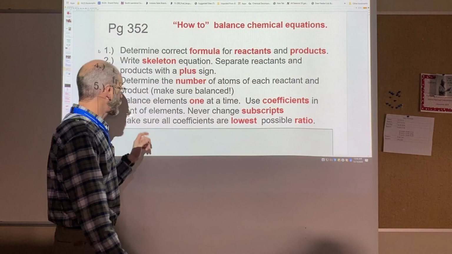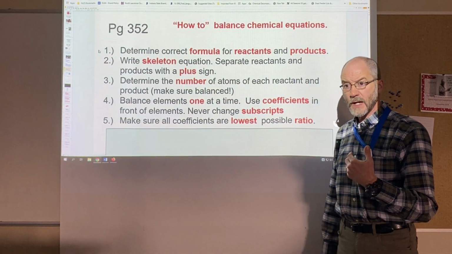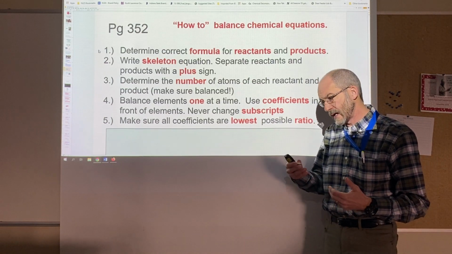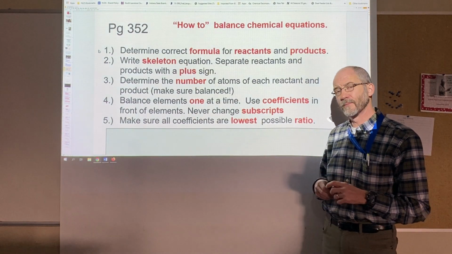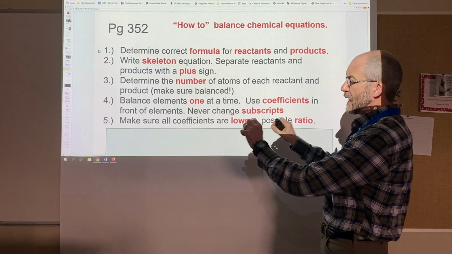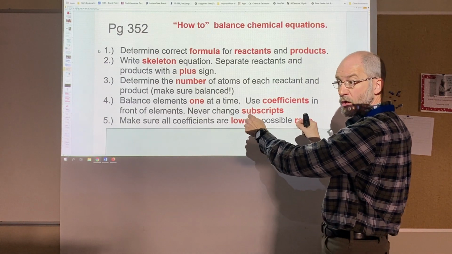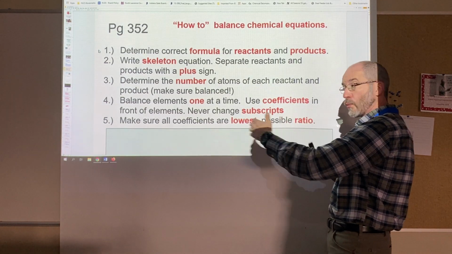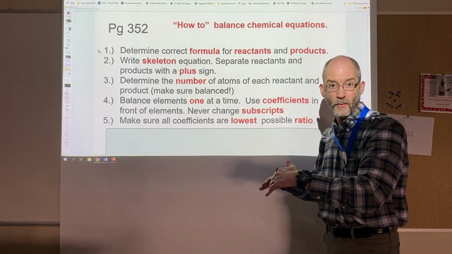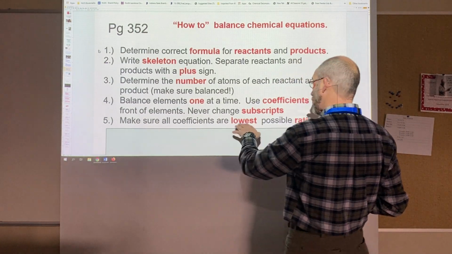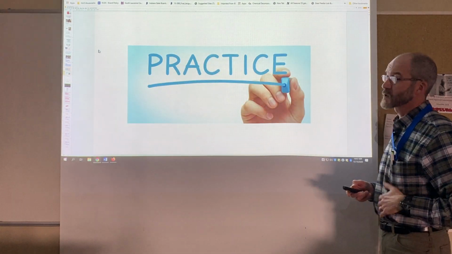And then number 5, you're going to make sure that all your coefficients are the lowest possible ratio. Let me put it to you like this. When you're looking at your numbers, your subscript numbers, your ratio numbers, sometimes you'll have to make them balance out, but when you make them balance out from each side, you want to find the lowest common multiple. And I'll show you what I mean here in a second. So you're going to be looking for lowest common multiples. Maybe that'll make more sense to you. Okay? All right, so here we go.